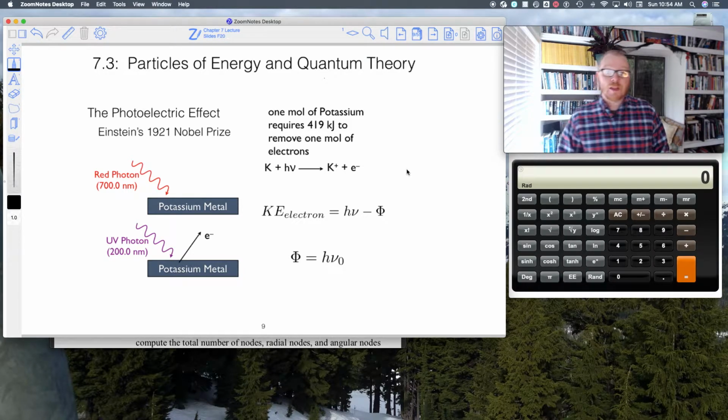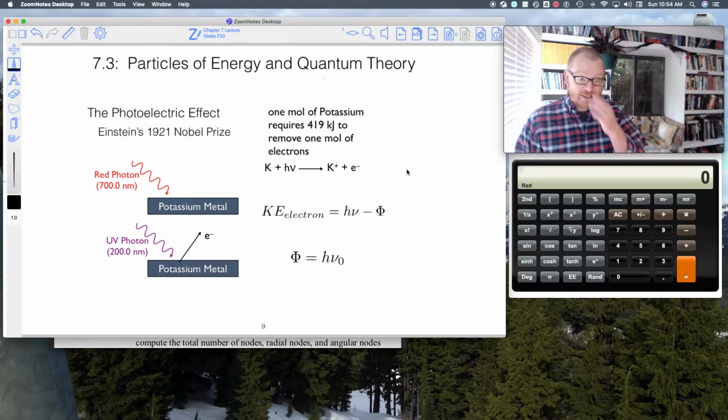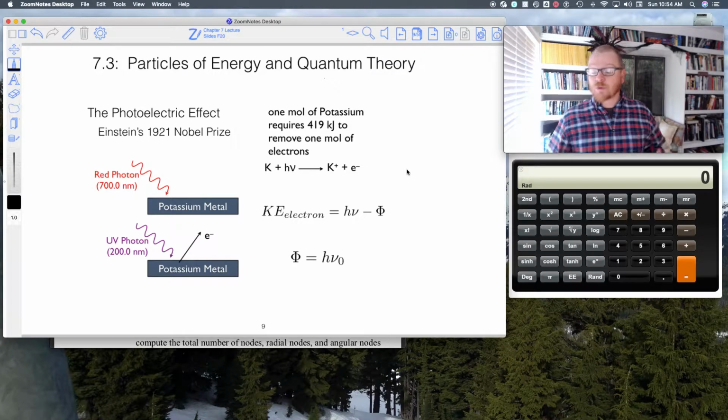So the photoelectric effect is one of the results of quantum mechanics. As it turns out, this was Einstein's 1921 Nobel Prize. So this is some pretty cool stuff.